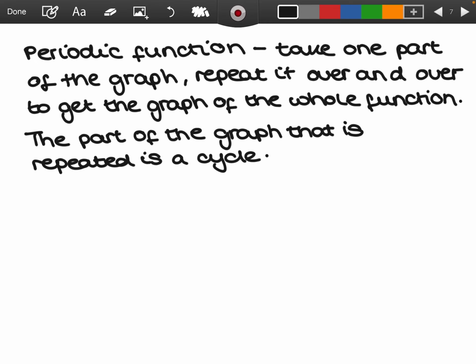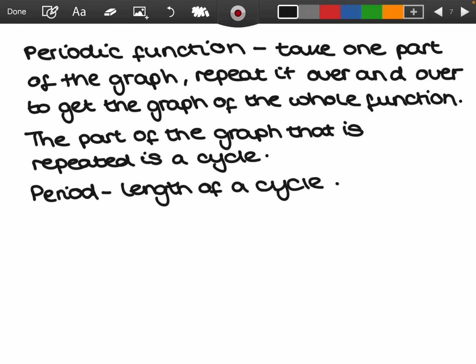Next, I want to define the period and the amplitude for one of these graphs. So the period of the function is the length of that cycle. It's the length of that part of the graph that you can repeat over and over again to get the whole graph. So the period is just the length of the cycle.